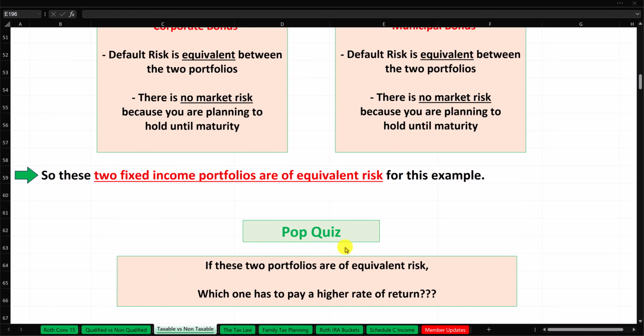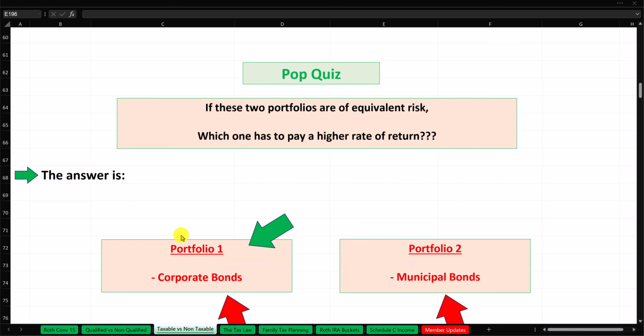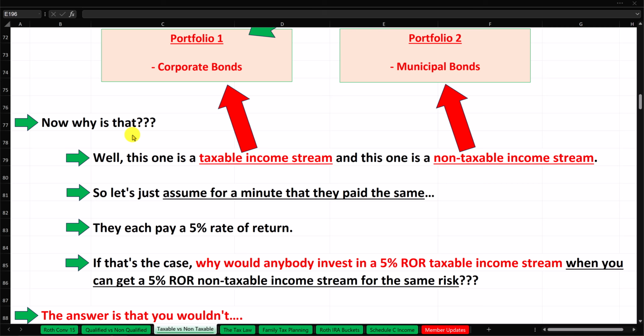Okay, so we're going to do a pop quiz. If these two portfolios are of equivalent risk, which one has to pay a higher rate of return? I see one hand in the back. And the answer is this one right here, portfolio number 1 with the corporate bonds in it. This one has to pay a higher rate of return if these two portfolios are of equivalent risk. Now, why is that? Well, this one over here, the corporate bonds, is a taxable income stream. And this one over here, the municipal bonds, is a non-taxable income stream.